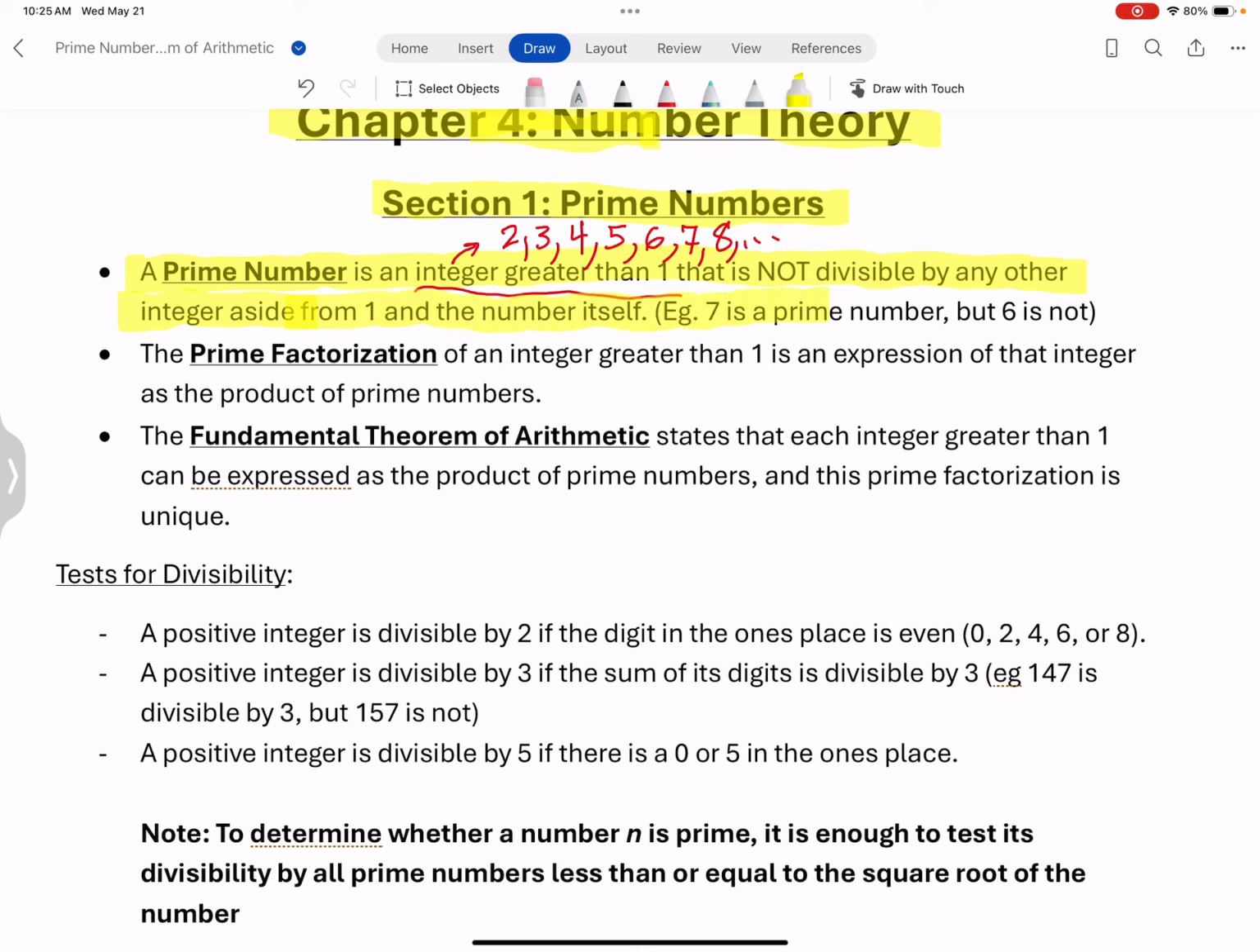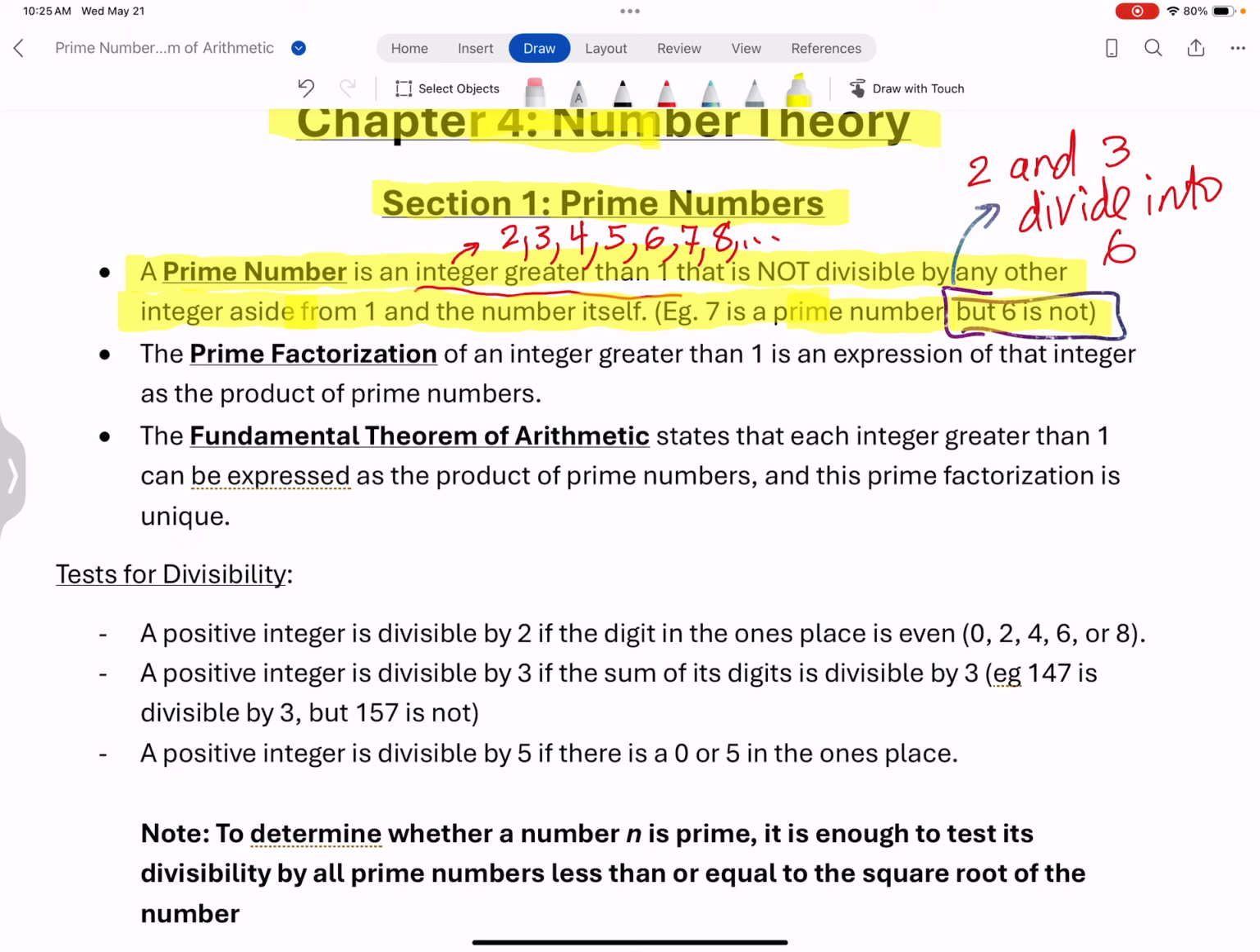So for example, 7 is a prime number because no other numbers lower than 7 divide into it evenly except 1 and itself. But 6 is not, and the reasoning for that is because 2 and 3 divide into 6. So it's not just 1 and itself. 1 and 6 divide into it, but there's another option. That's why it's not prime. But 7 is, because there is no other number besides 1 and 7 itself that divides evenly into 7. Okay, that's good to know.